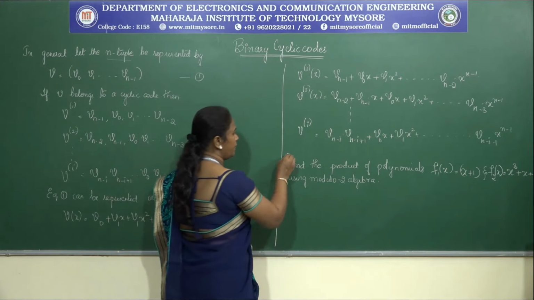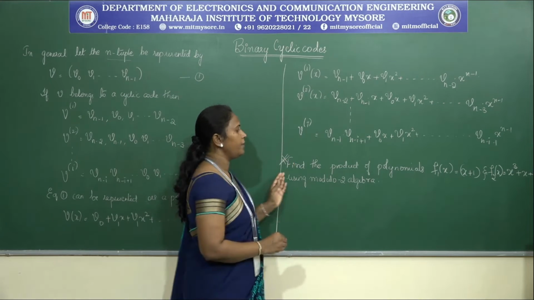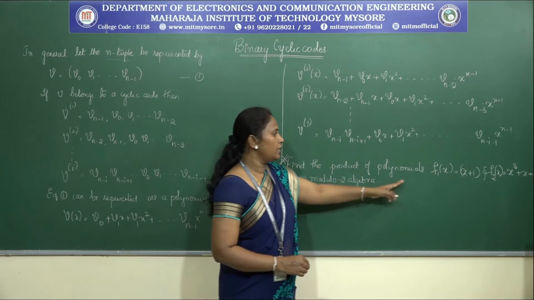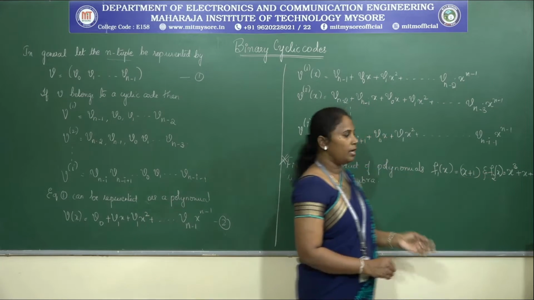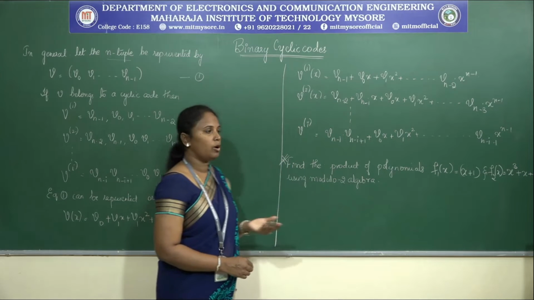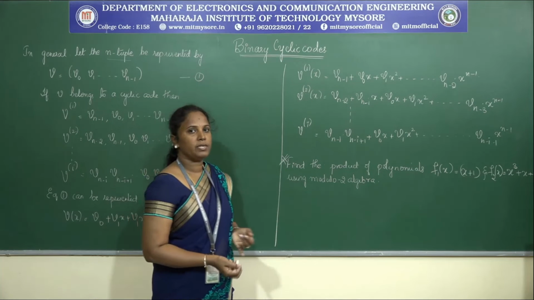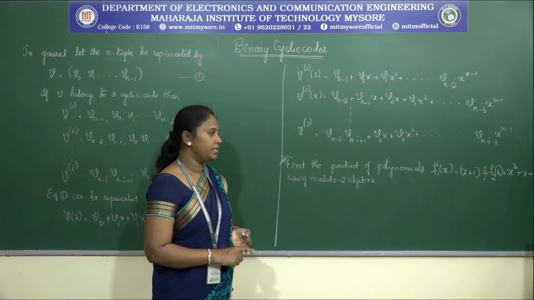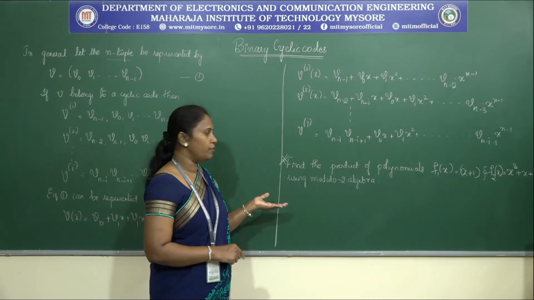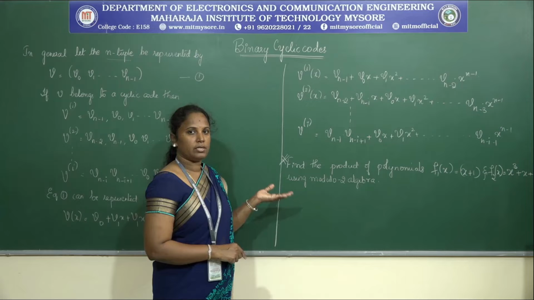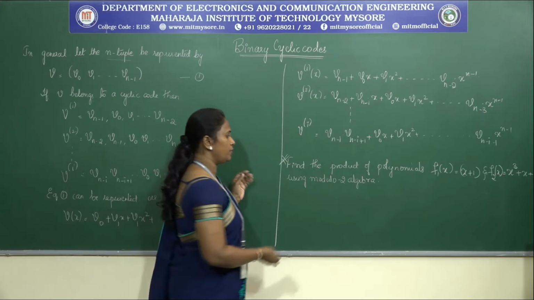This is an example here. Find the product of the polynomials. We are given two functions, f1 of x and f2 of x, and we need to find the product. The operations we perform, that is addition, multiplication as well as division, are modulo 2 operations. Modulo 2 addition is nothing but the XOR operation.